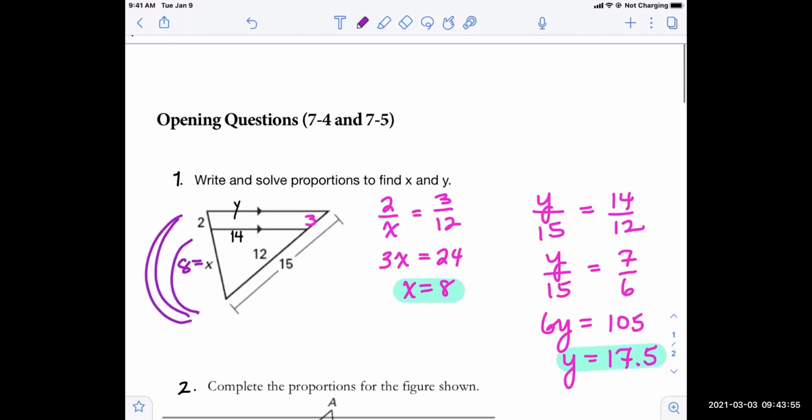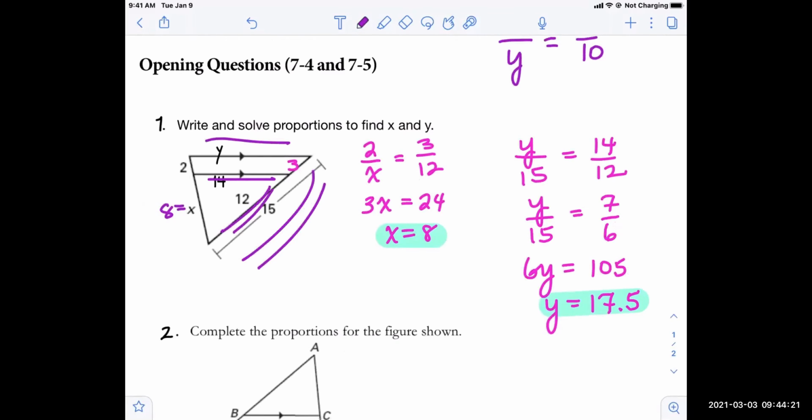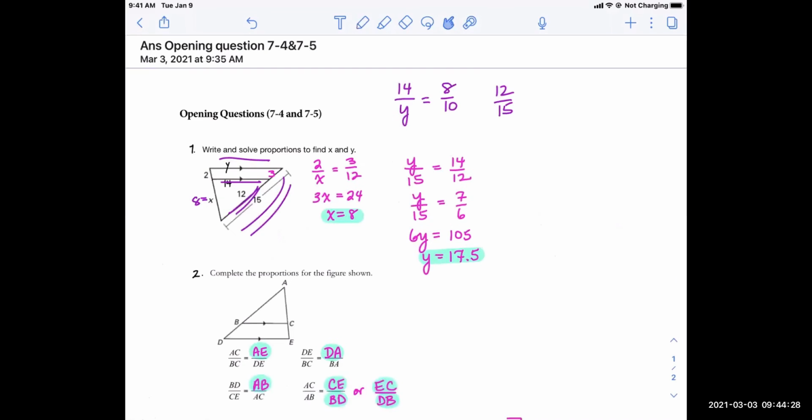14 and y. If you're comparing the parallel segments, you would want to say 14 is to y as, and you said 8 is to 10. You could also say 14 is to y on the other side of the picture. 14 is to y as 12 is to 15. Whether you put 12 over 15 or 8 over 10, that should work out to be the same.